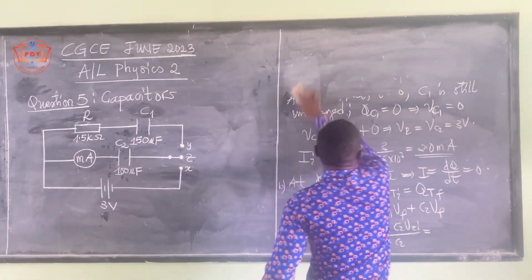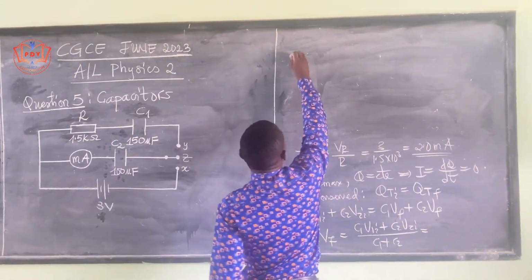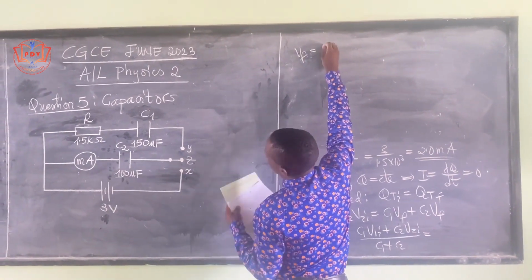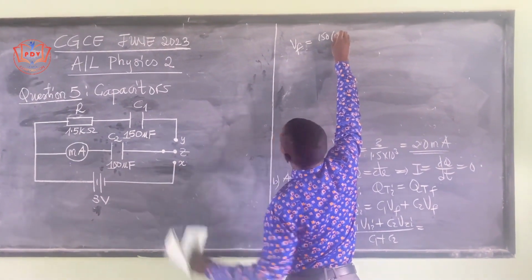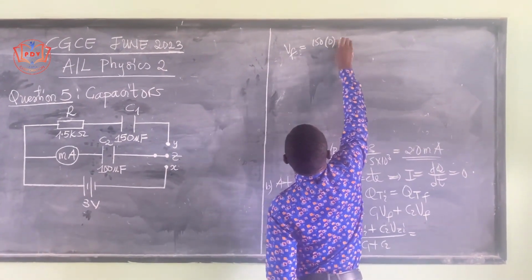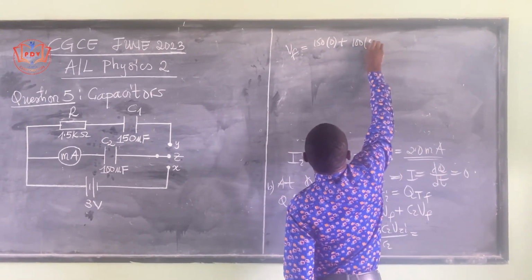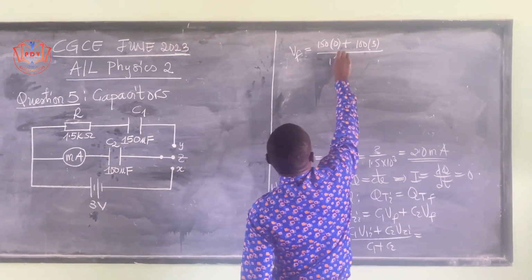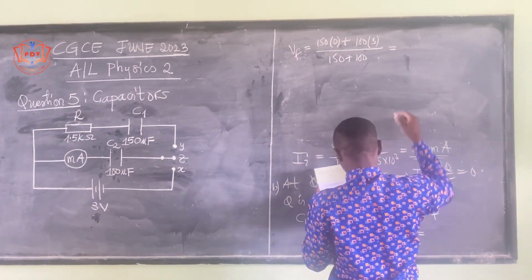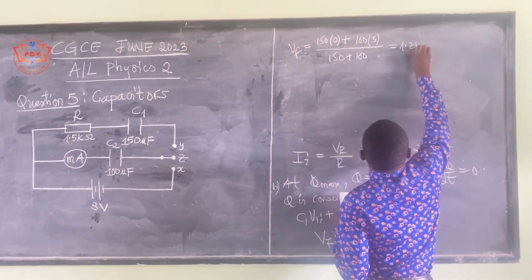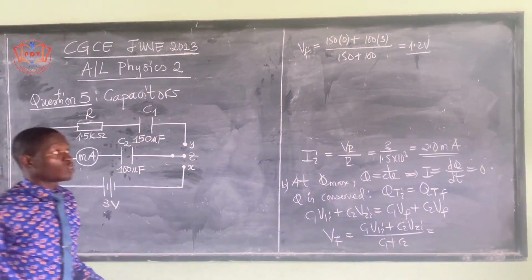Simplifying that, we are going to have V final equals C1 is 150, V1, the initial PD across C1, is 0, C2, 100 microfarad, initial PD is 3, divided by 150 plus 100, and that gives us nothing other than 1.2 volts. So that is the final PD across both capacitors.